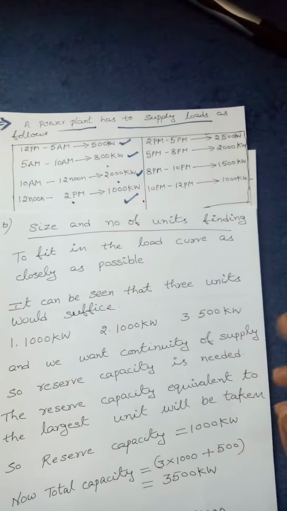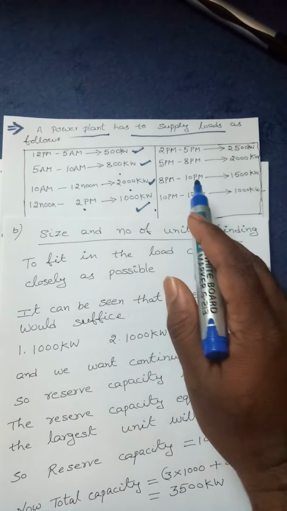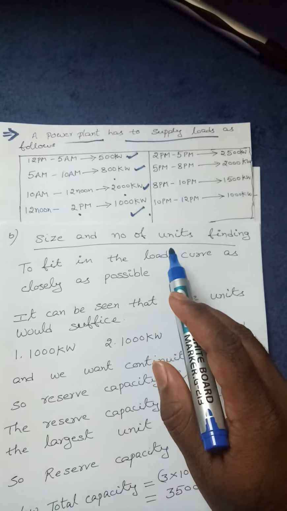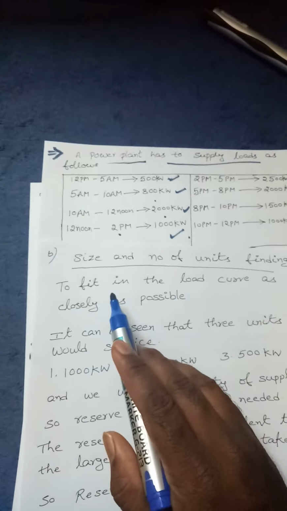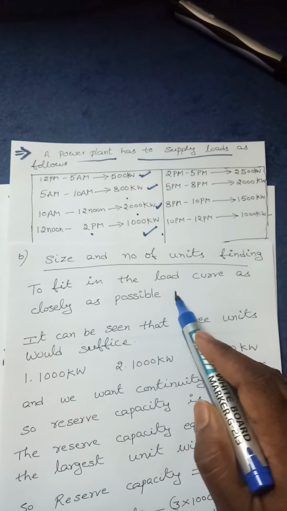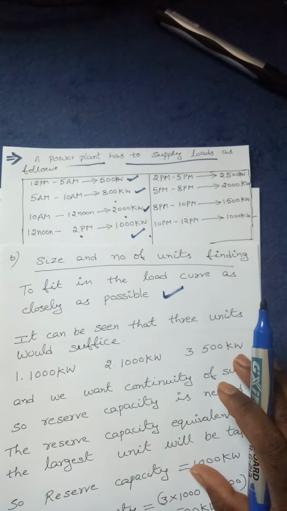Yeah, coming to size and number of units finding. So I'm keeping the load here like this. So what is the criteria? Yesterday I told you size and number of units. The criteria is to fit in the load curve as closely as possible.